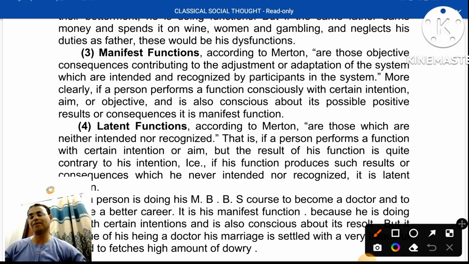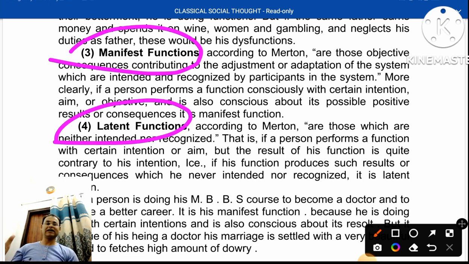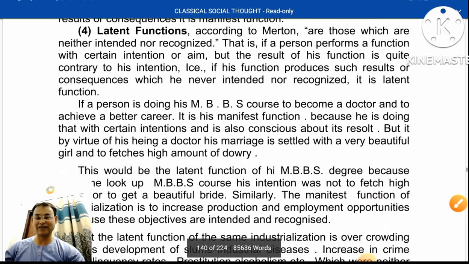Suppose some boy is going to college to learn. It is very clear that he has taken admission in college for getting knowledge. This is manifest function. And latent functions, according to Merton, are those which are neither intended nor recognized. That is not manifest, that is hidden. Suppose a boy is going to college to learn, taking admission, but there is some latent function that happens. A girl he likes most and he loves, and he got married. What is this? It is latent function. So the function is very hidden.